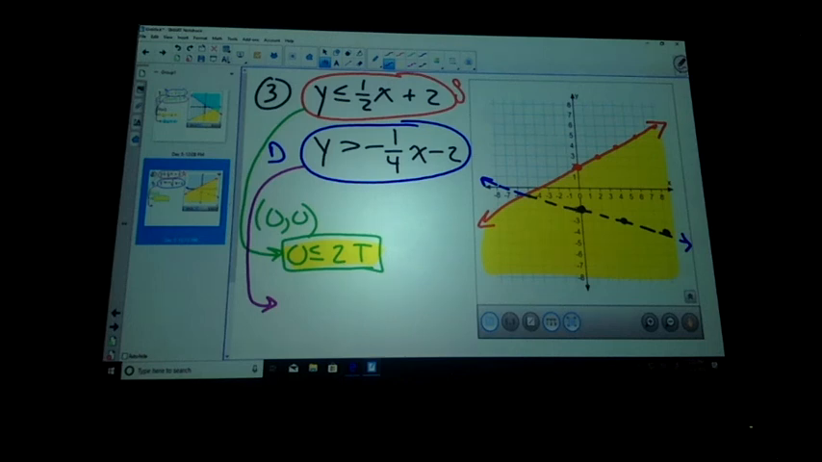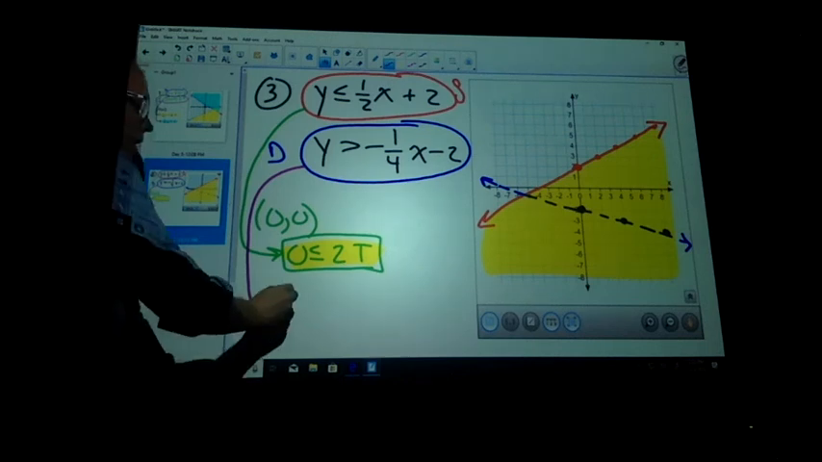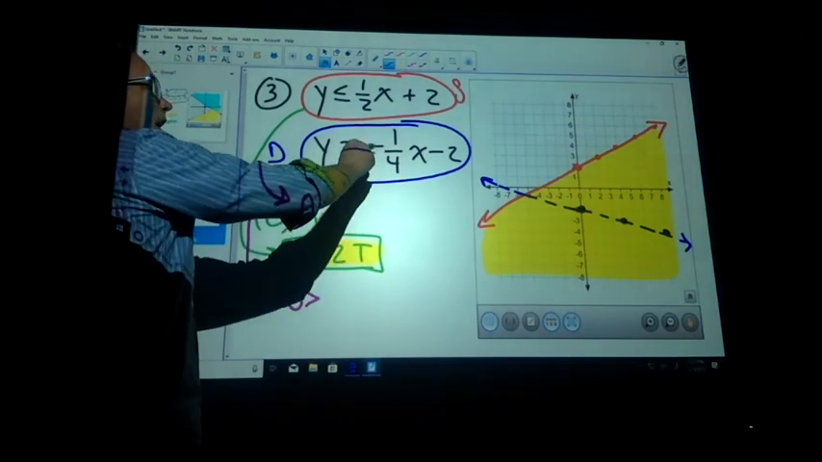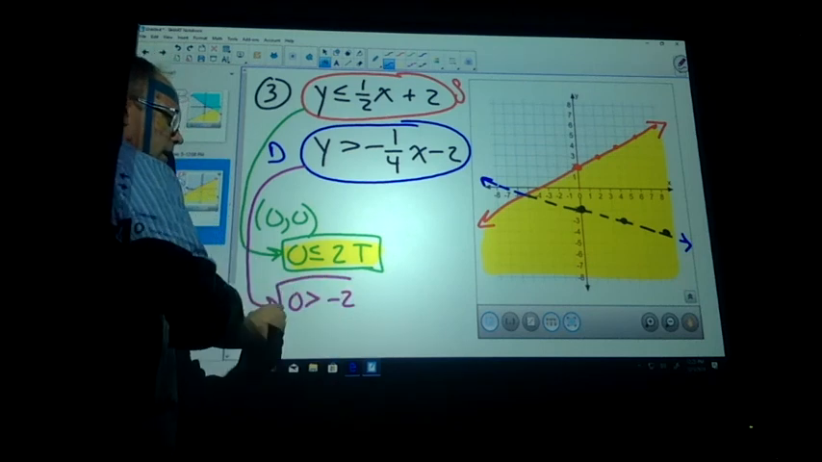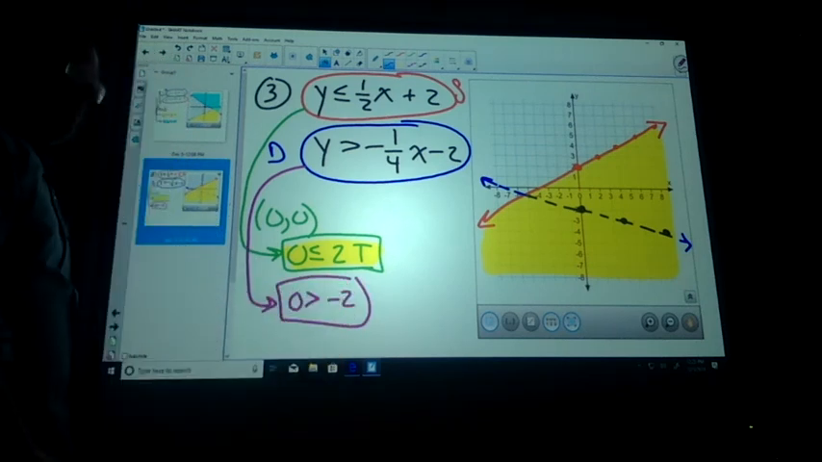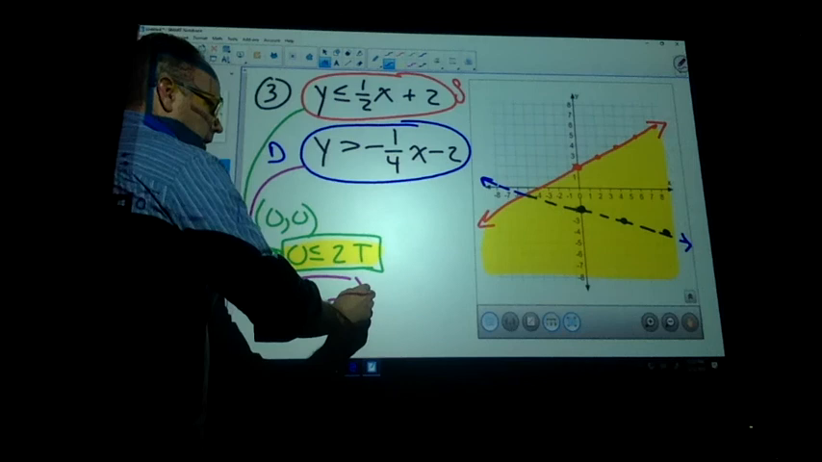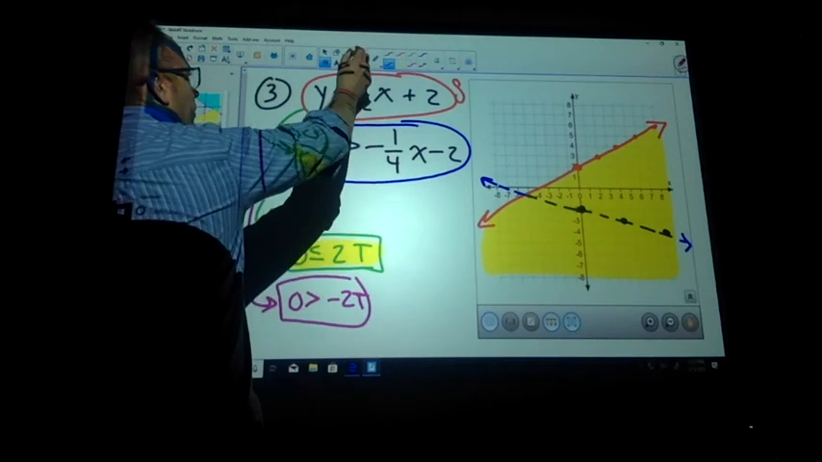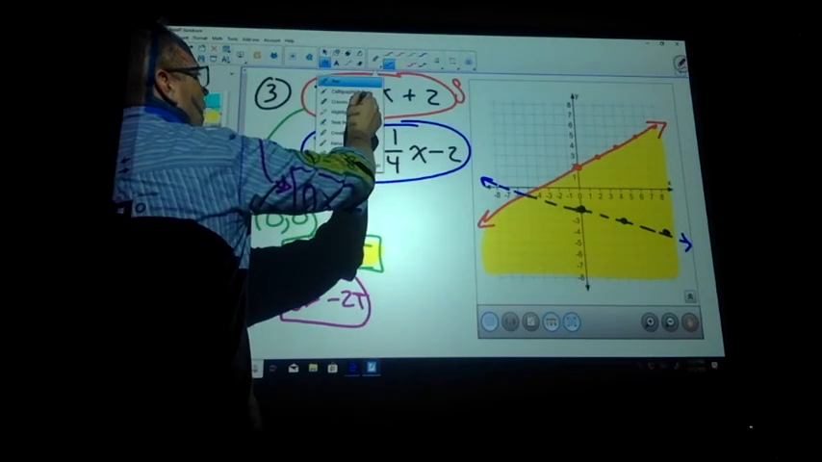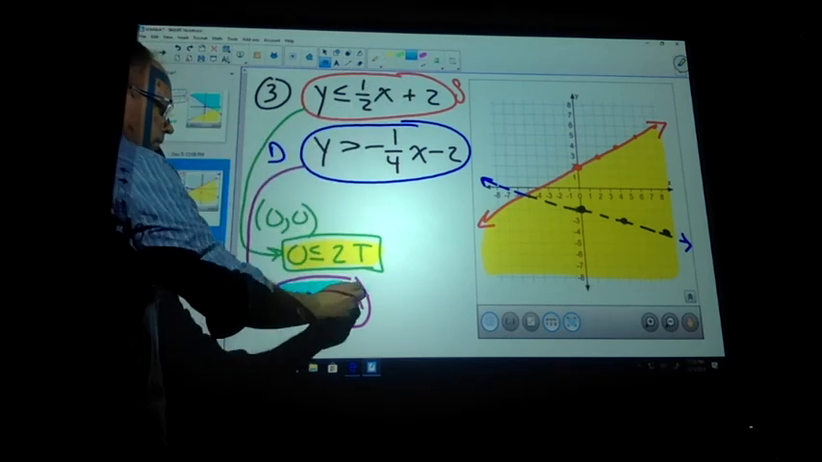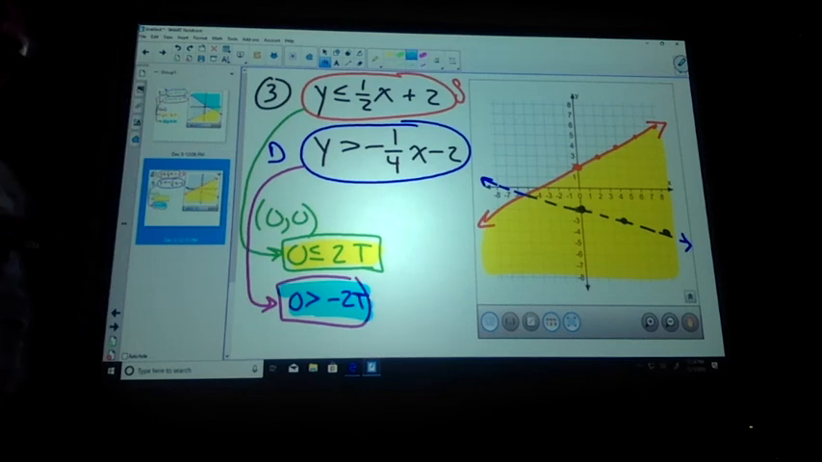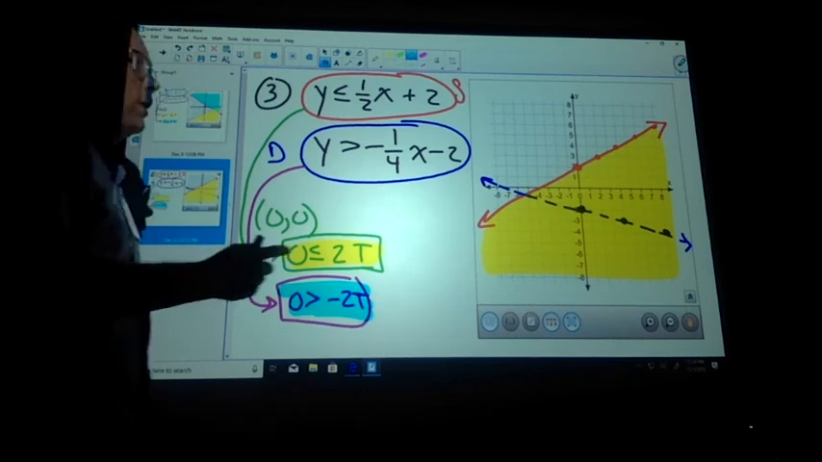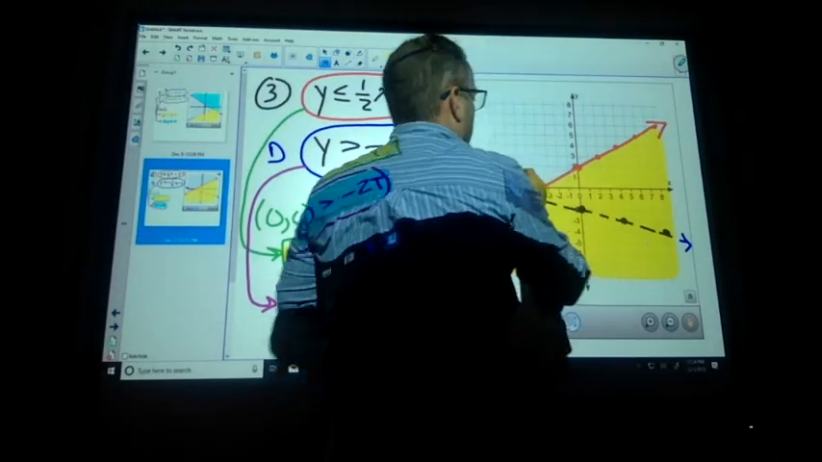I'm plugging 0, 0 into the blue, so I'm going to get 0 is greater than negative 1/4 times 0, which is 0. 0 minus 2 is negative 2. Is 0 greater than negative 2? Yeah, it's bigger. It's to the right on the number line, right? Okay. Love it. Highlighter. Blue. That blue, okay? So where do I shade with the blue dotted line? Above it? Because that 0, 0 exists in this top region here.